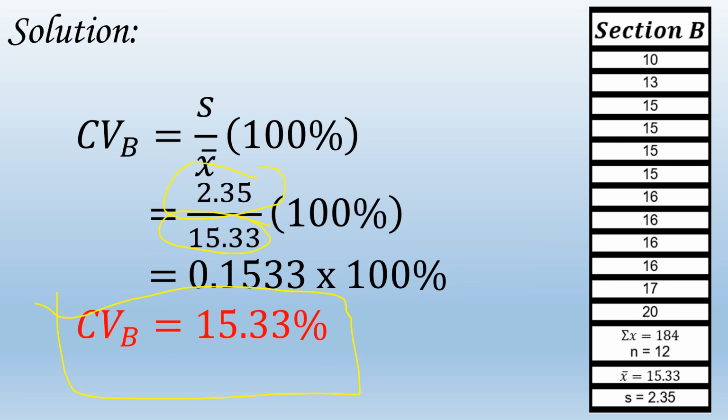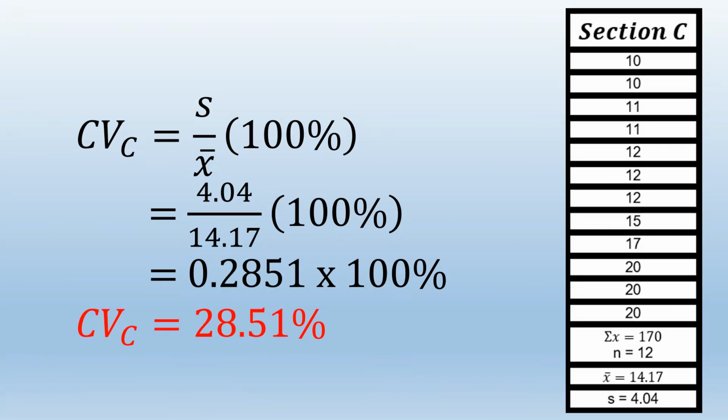Please take note how to interpret a coefficient of variation. Next will be the last one, section C. Plug in everything and you will get this one, 28.51. Again, recalculate. Okay, now since we already got the value of the coefficient of variation for section A, B, and C, let's try to look at the interpretation for the three sections.